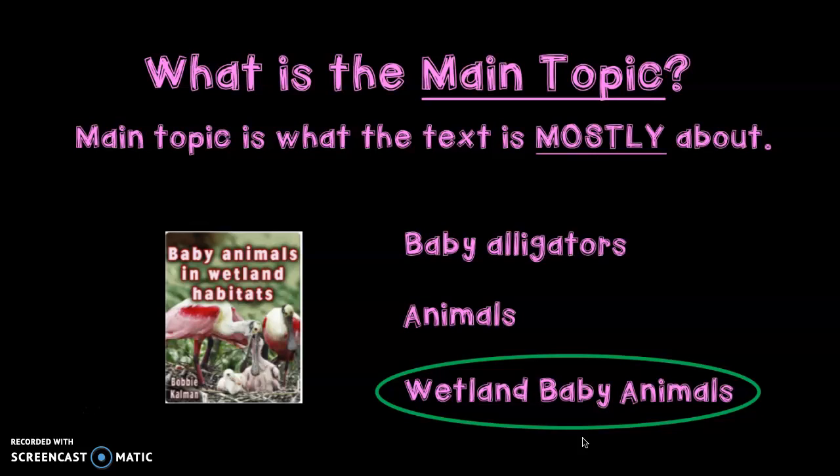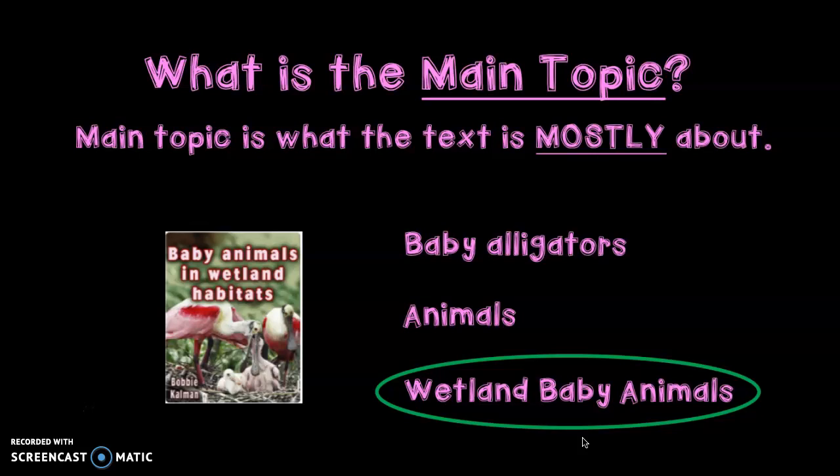Did you pick wetland baby animals? If you did, you'd be correct. We didn't read all about baby alligators. They were in there, but that's not what the whole text was about. We didn't read about just animals. We read specifically about different kinds of wetland baby animals. The baby cougar cub, we saw the baby alligators, there were possums, the birds. There were lots of different things in that text, and they were all about wetland baby animals.